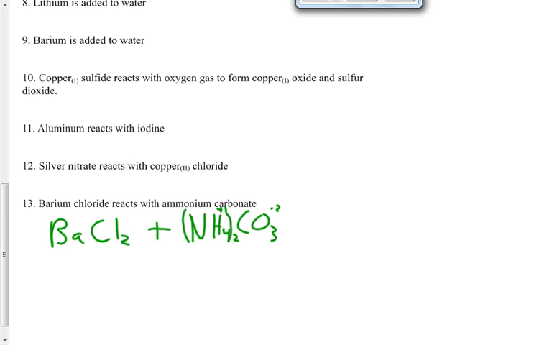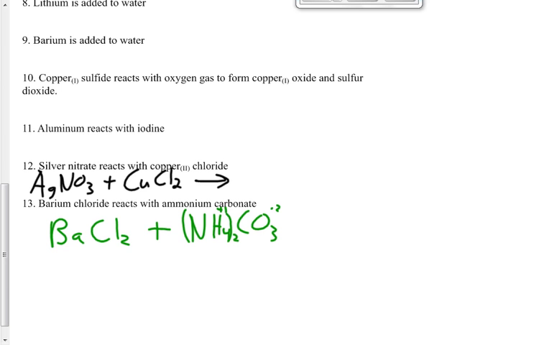All right, so number 12 here, guys. We got silver nitrate, AgNO3. Okay, that's swapped and dropped correctly because they're both 1s. This is a -1, that's a +1. Reacts with copper(II) chloride, Cu, which is a 2+, reacting with chlorine, which is a -1, so we get CuCl2. All right, what kind of reaction is that?